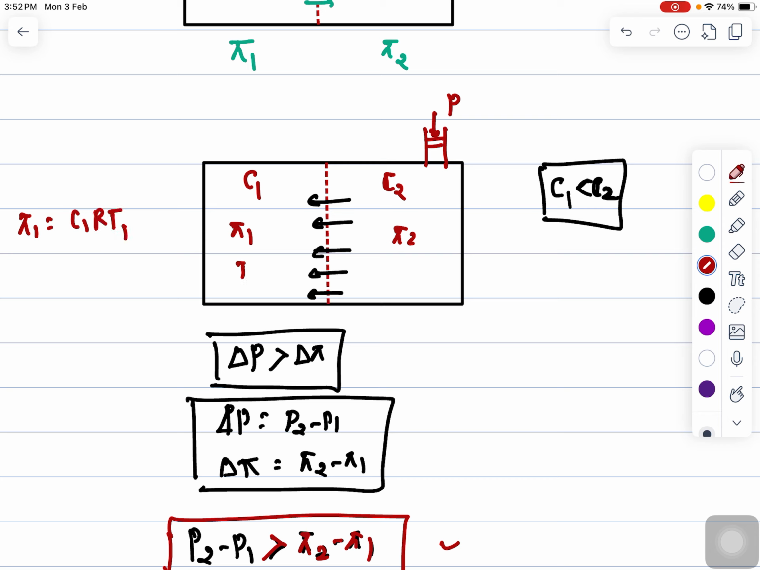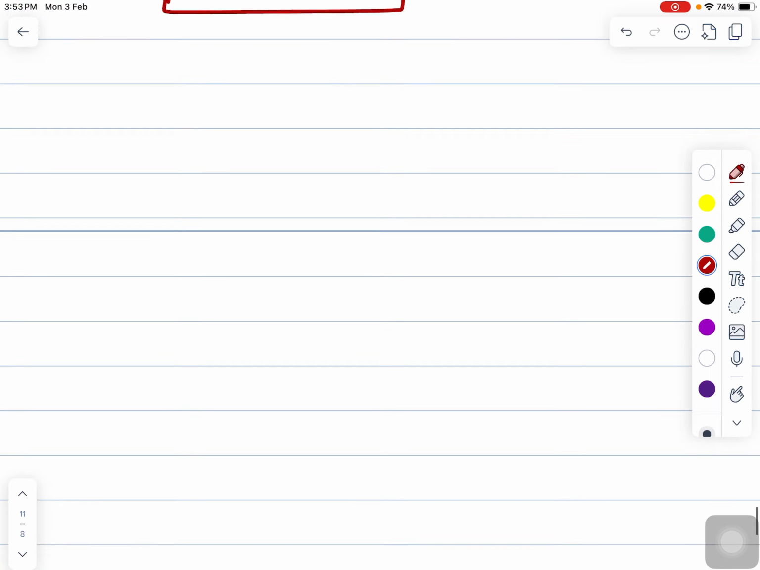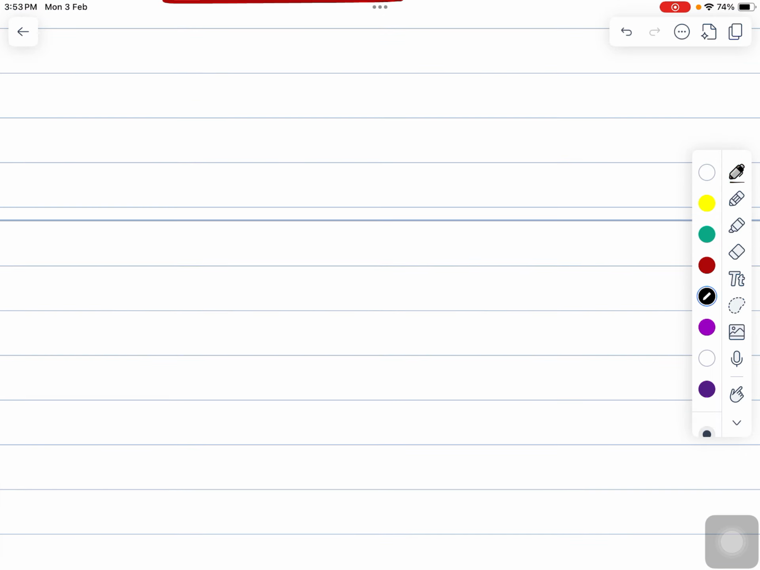RT1. Let's say the temperature here is T1 and the temperature here is T2, and you can write pi 2 equals C2 RT2. I am assuming the van't Hoff factor i equals 1, which means there is no association or dissociation. So in reverse osmosis, you have to apply more pressure compared to the osmotic pressure. Now I will be talking about the permeability.